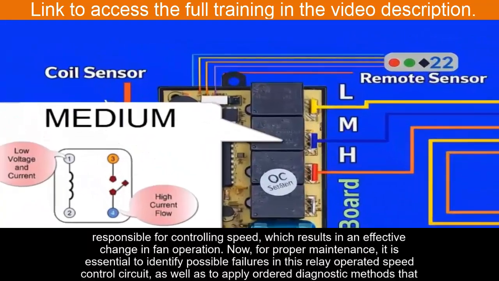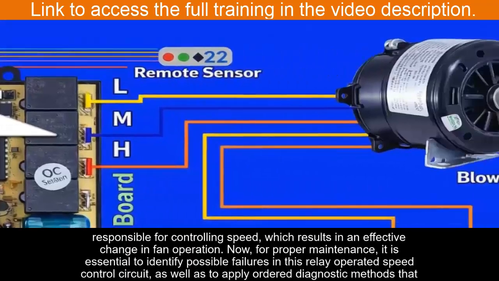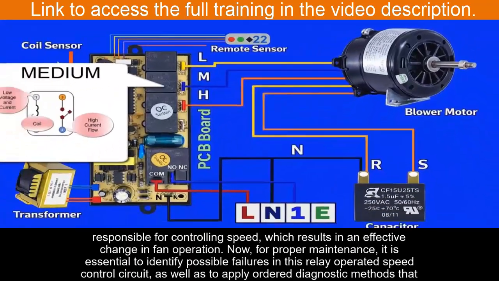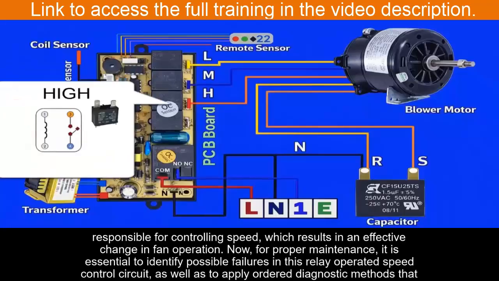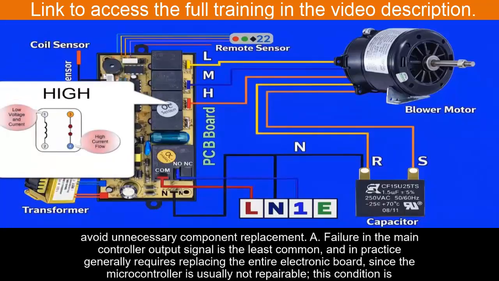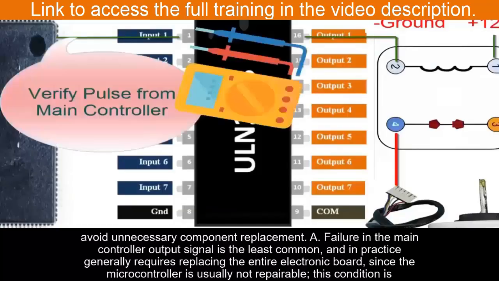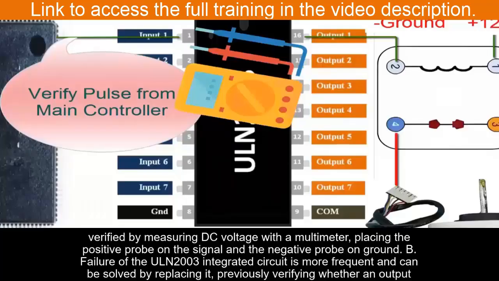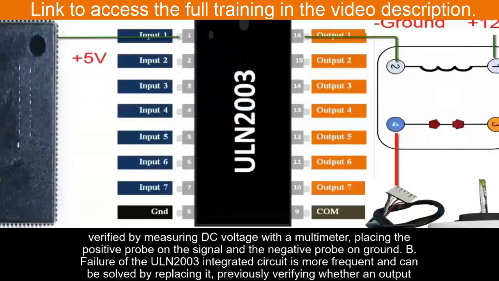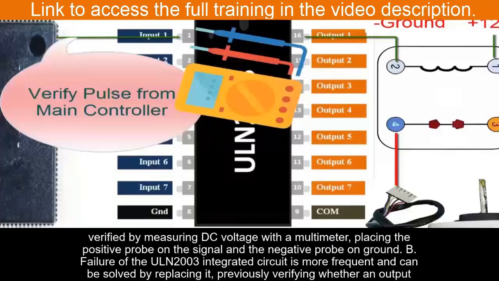Now, for proper maintenance, it is essential to identify possible failures in this relay-operated speed control circuit, as well as to apply ordered diagnostic methods that avoid unnecessary component replacement. A. Failure in the main controller output signal is the least common and in practice generally requires replacing the entire electronic board, since the microcontroller is usually not repairable. This condition is verified by measuring DC voltage with a multimeter, placing the positive probe on the signal and the negative probe on ground.